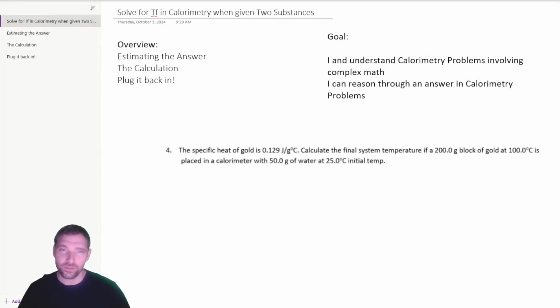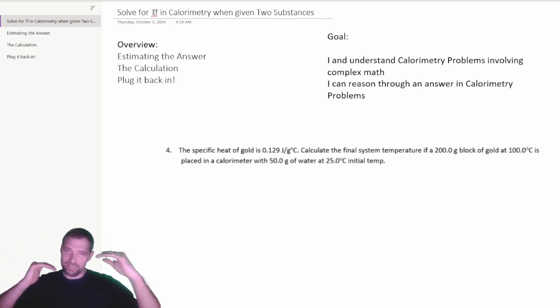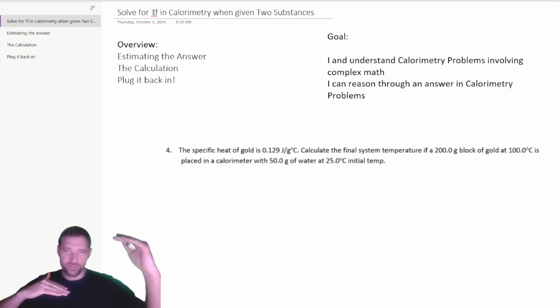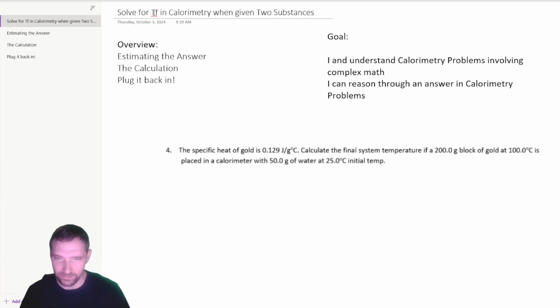Hi, my name is Andrew McLaren, and I'm going to help you with solving for the final temperature when you've got two different substances at different initial temperatures, and you're trying to figure out roughly where that final temperature should be. So my biggest tip to students on this is to not just do the calculation.